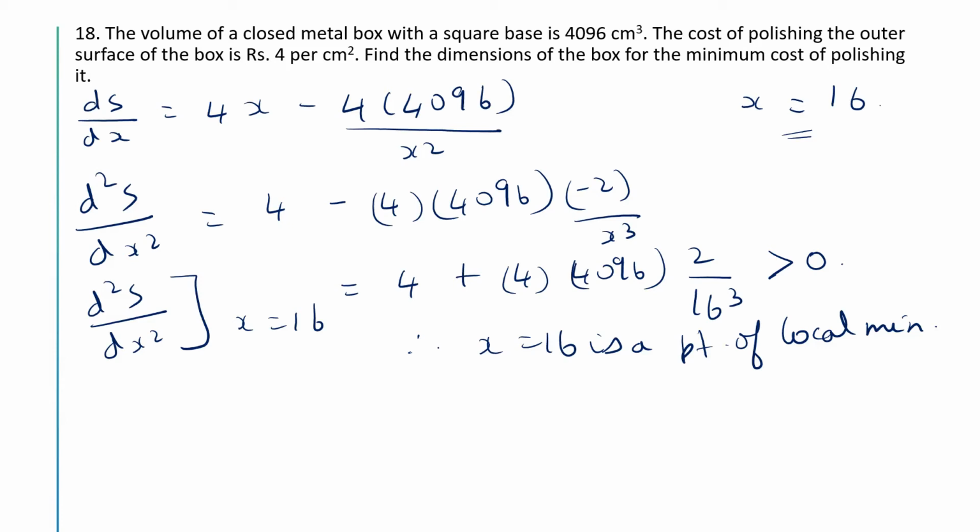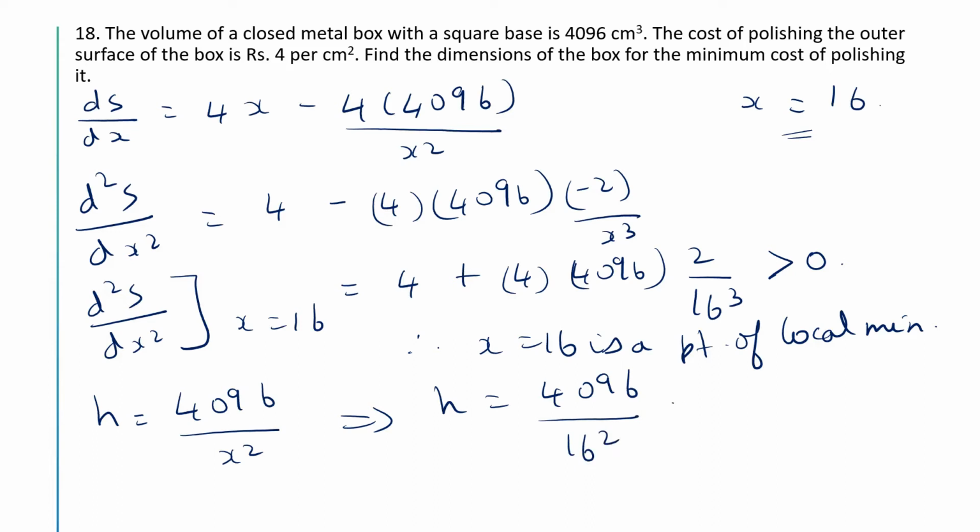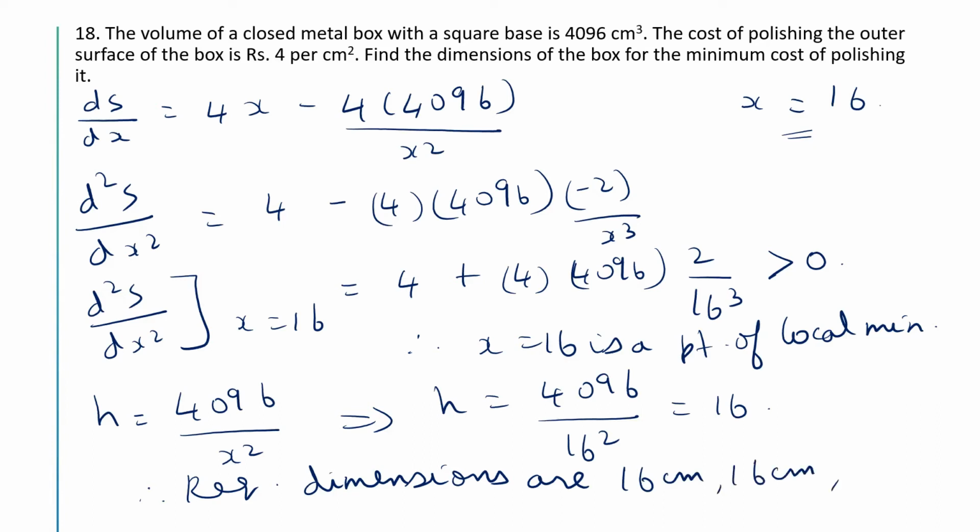Now we have already taken h as 4096 divided by x square. It means h is equal to 4096 divided by 16 square. It is 16. Therefore, the required dimensions are 16 centimeter should be the length, 16 centimeter width and 16 centimeter height.